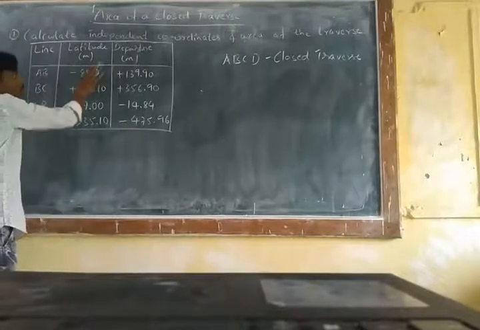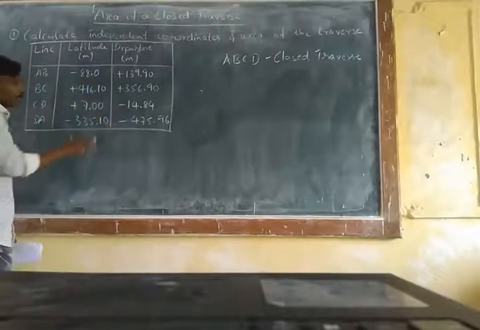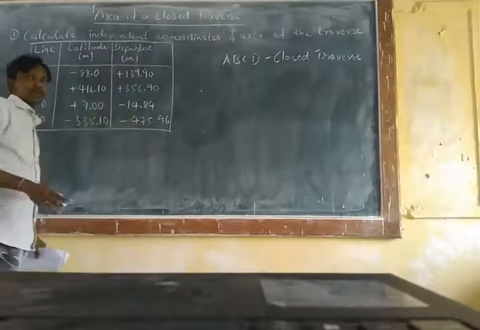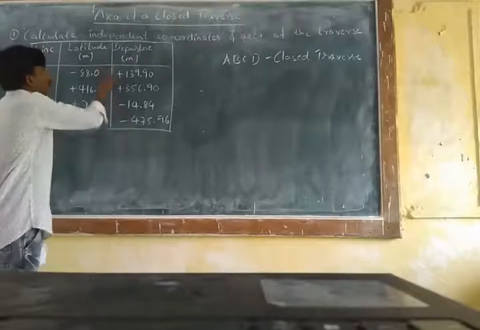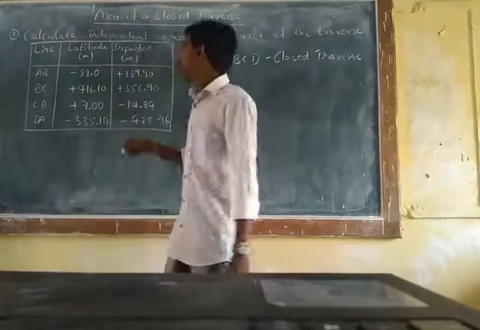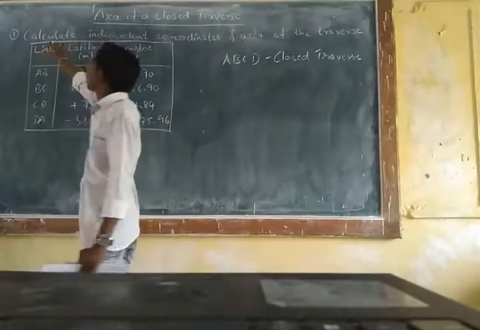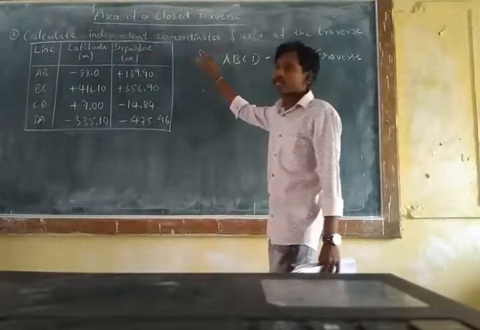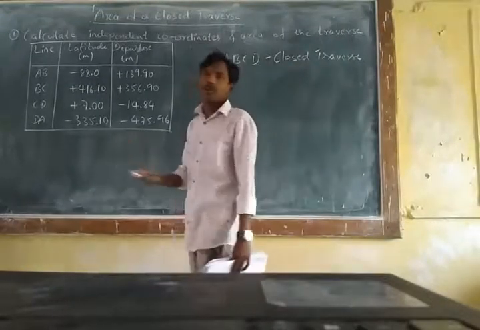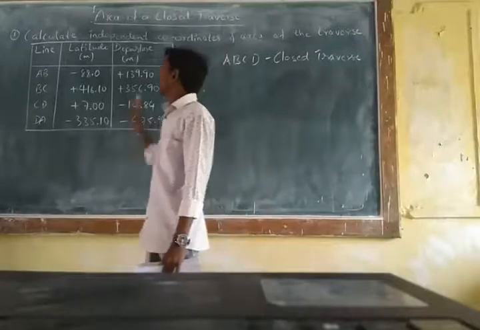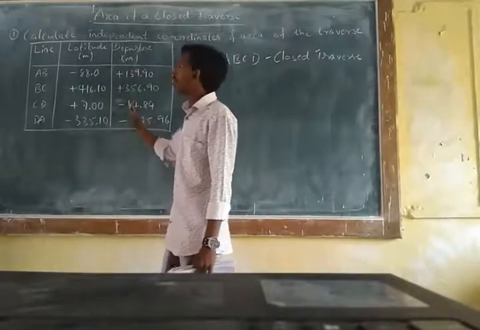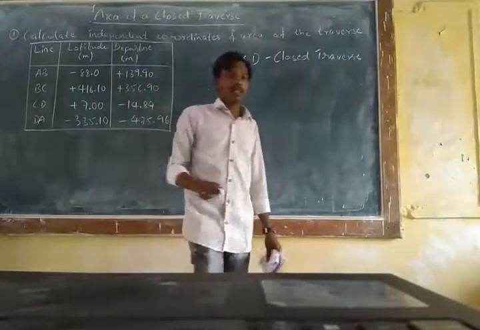So here the latitude and departure given are called consecutive coordinates. So we have to convert the consecutive coordinates into independent coordinates. Look at the question here: calculate independent coordinates and area of the traverse. Before calculating the area of the traverse, we have to convert the latitudes and departures, or the consecutive coordinates, given to the independent coordinates.